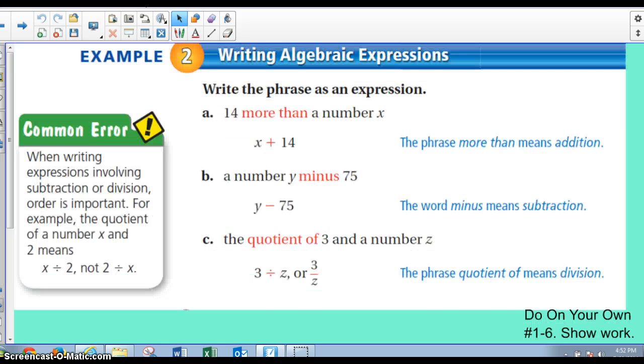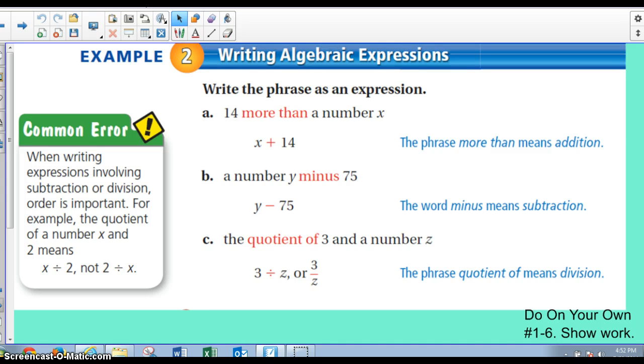Okay, moving on to example 2. Common error. When writing expressions involving subtraction or division, the order is important. For example, the quotient of a number x and 2 means x divided by 2, not 2 divided by x. The quotient of a number and 2 is x divided by 2.